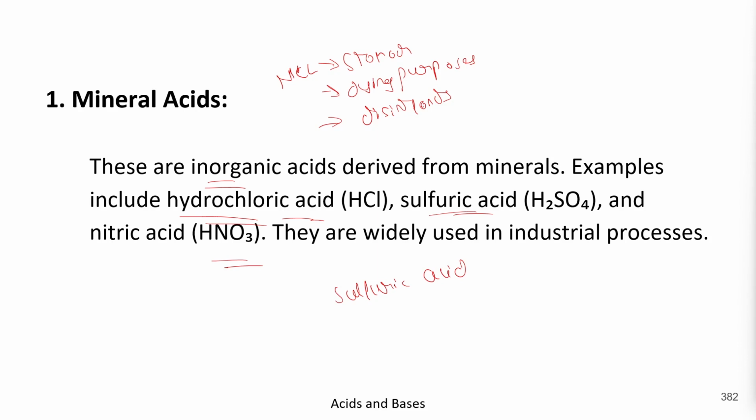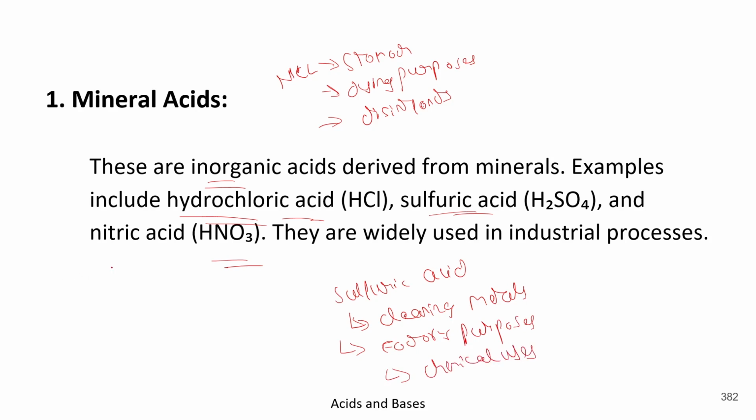Whereas sulfuric acid is used for cleaning metals, factory purposes, and thereafter various chemical uses. Thereafter your nitric acid is basically used for fertilizers, explosives, and TNT. TNT is also used for some other purposes besides explosives. Got it? So these are the mineral acids.